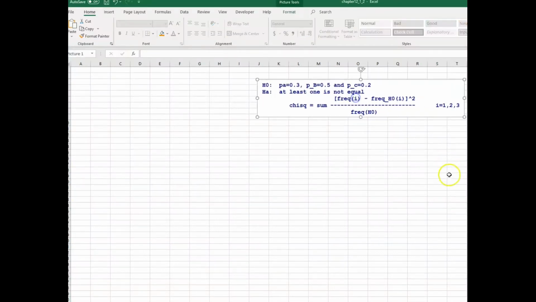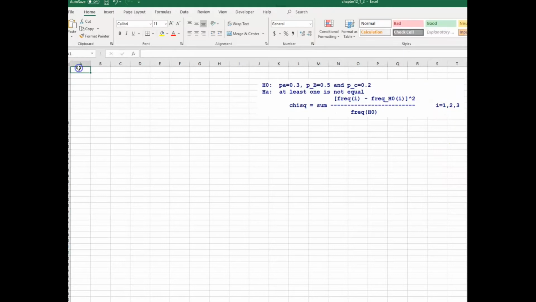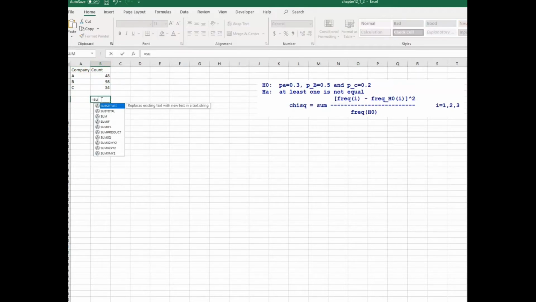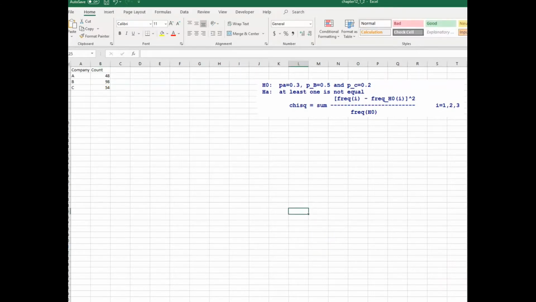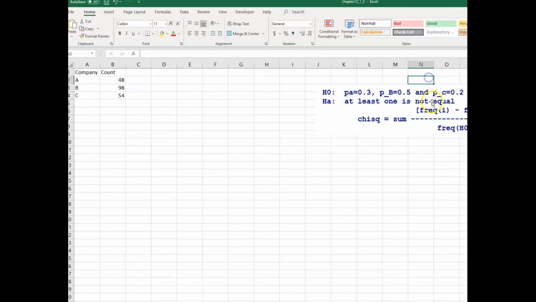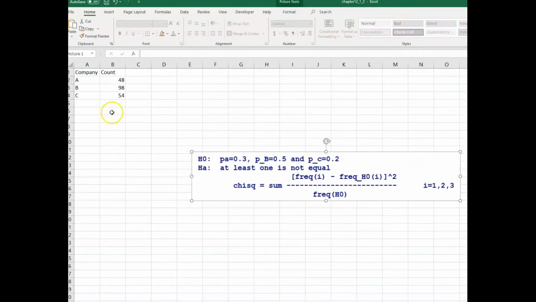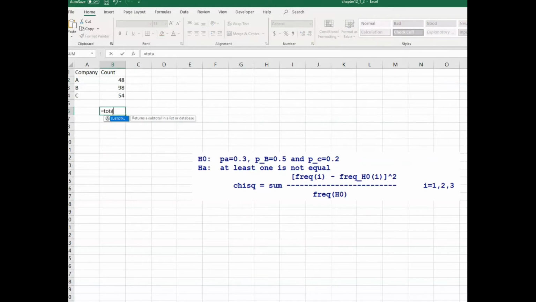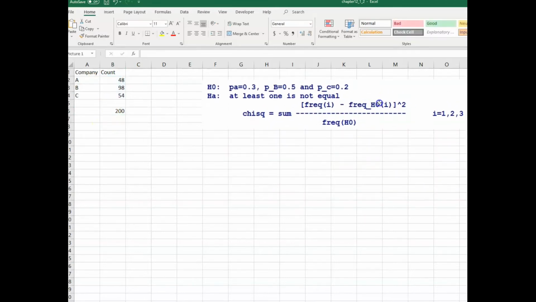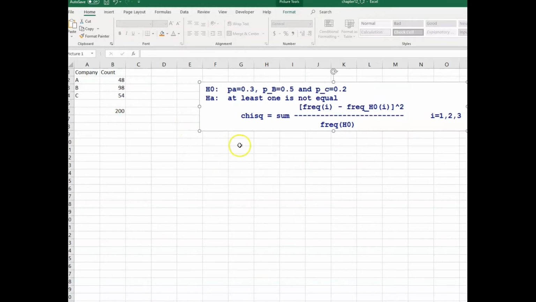Okay, and so this is the hypothesis. I'm going to paste our data here. Okay, and so this is total. So let's look at, I'm going to make it bigger. Okay, so this is total. Summation. Okay, it's 200.